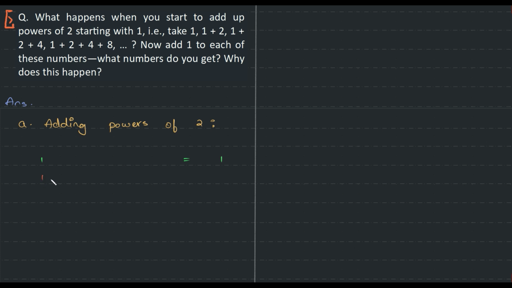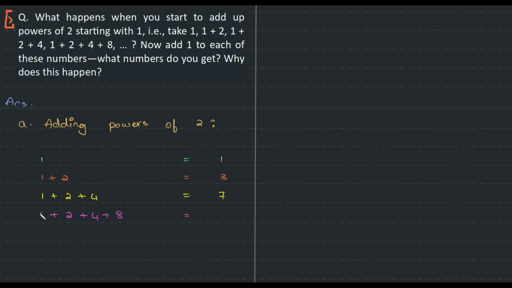Then let me change the color. 1 plus 2 is 3. Then 1 plus 2 plus 4. So what will this be? 6, right? Yes. No, I'm wrong. This is 7. Then 1 plus 2 plus 4 plus 8 is 15.